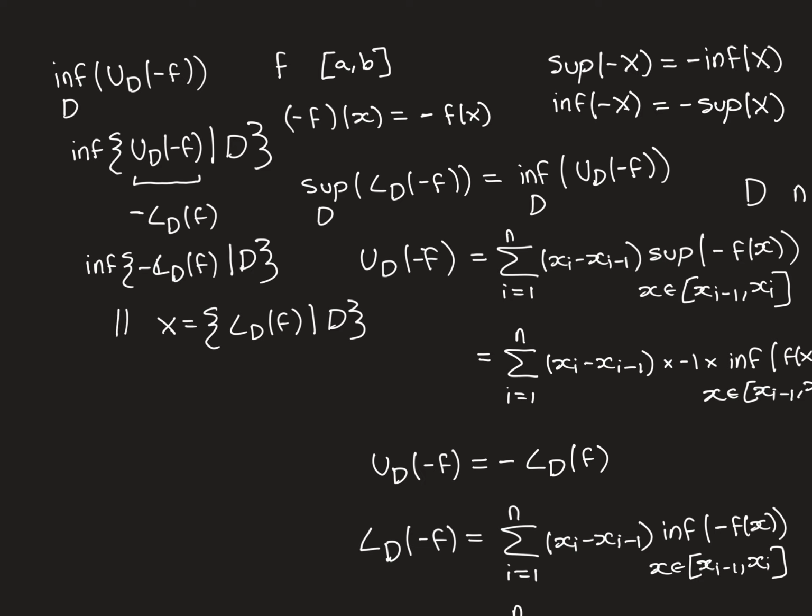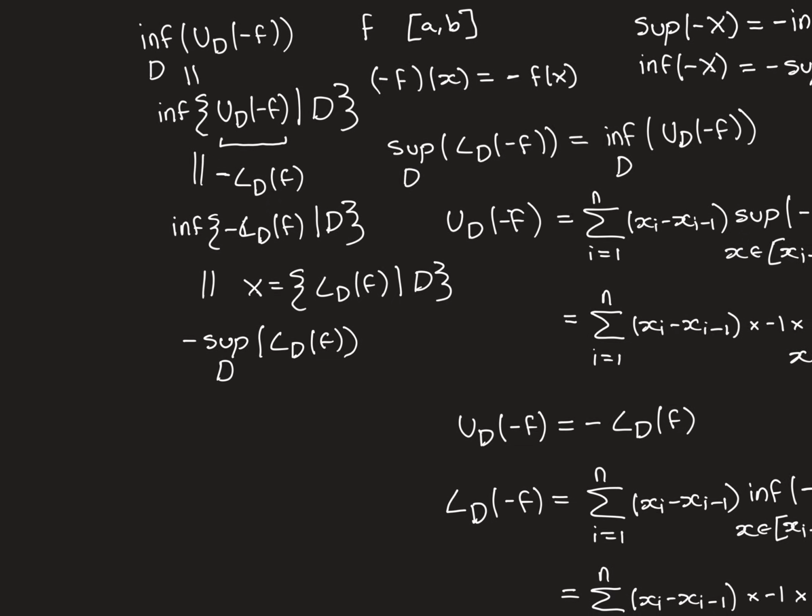So this is now equal to minus the supremum of the set x, which is the set of all lower Riemann sums, where you're allowed to go over every single dissection. But of course that has another way of writing it, the supremum over all dissections of the lower Riemann sums of f. So this thing here is now equal to minus the supremum over all dissections of the lower Riemann sums of f. And because f is Riemann integrable, we know what this is equal to. This is just equal to the integral of f over the interval ab.